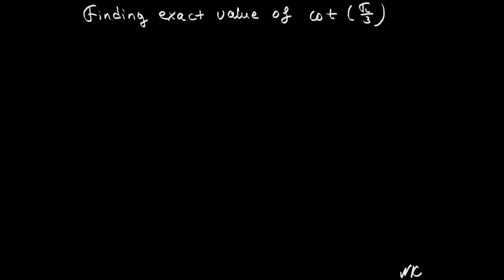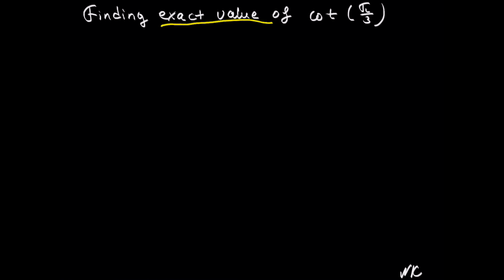Hello, in this video we will be finding the exact value of cotangent of pi over 3. Anytime you see exact value, it will be asking about special angles of 30, 45, 60 degrees, or pi over 6, pi over 4, or pi over 3 radians, or any of the angles that fall on the x and y axes.